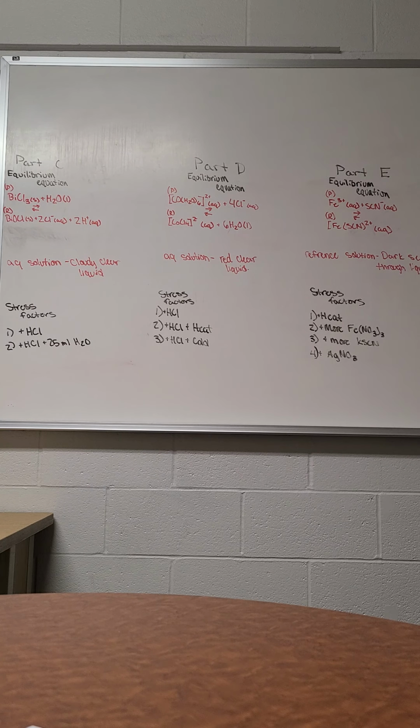In the second stress factor, when more FeNO3 was added, the dark red liquid turned into an even darker red liquid, almost impossible to see through. In this third stress factor, more KSCN was added. The liquid then turned to an even darker red, almost brown liquid.